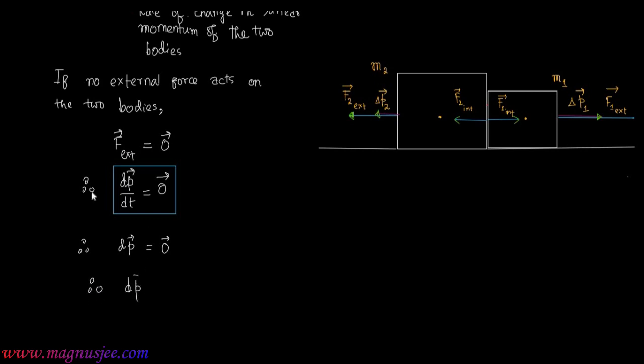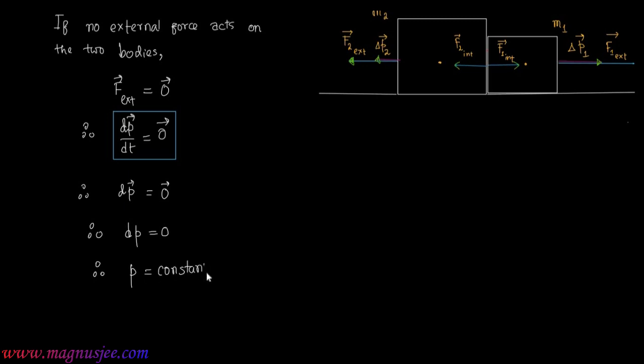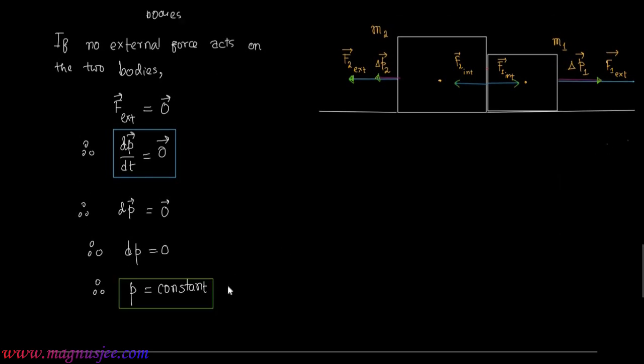Therefore, d vector p or dp is equal to 0. Integrating both sides, we get the linear momentum p as constant, not variable. P is equal to constant. That means the total linear momentum of the two bodies remains constant.